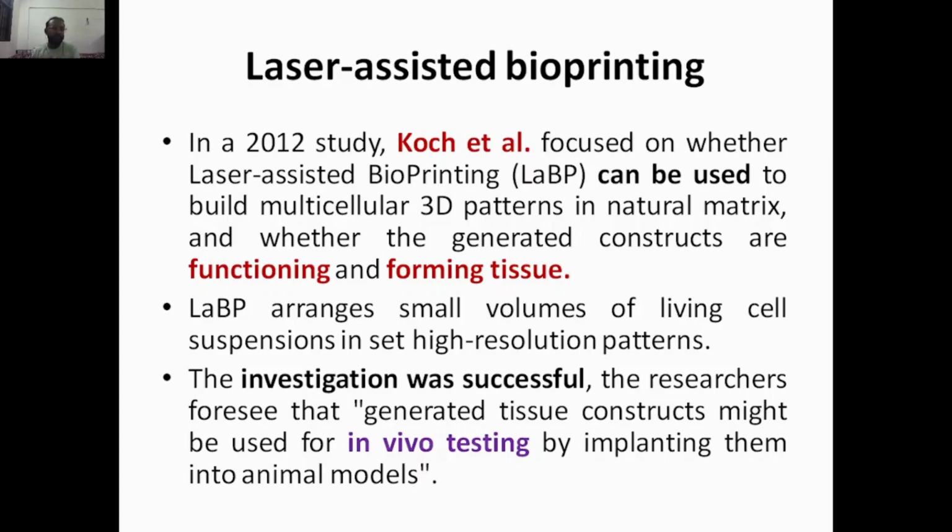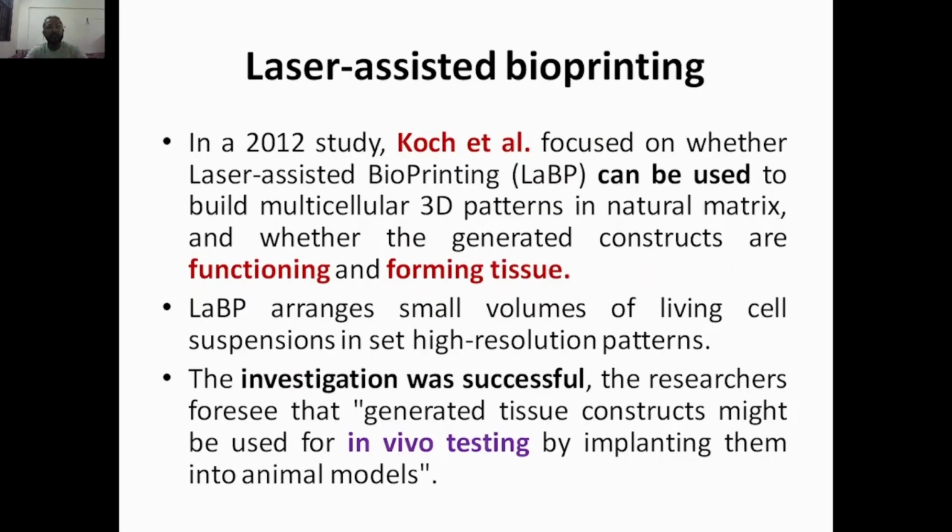What happens in bio 3D printing? In normal printing, we use ink to print, whereas in bioprinting we use cells instead of ink. That's it. So LaBP arranges small volumes of living cell suspensions in high resolution patterns. That means where ink was used in normal 3D printing, here cell suspension will be used, with the cells that need to be developed in the scaffold. Now the investigation was successful. The researchers foresee that the generated tissue constructs might be used for in vivo testing by implanting them into animal models. That might be in the research.